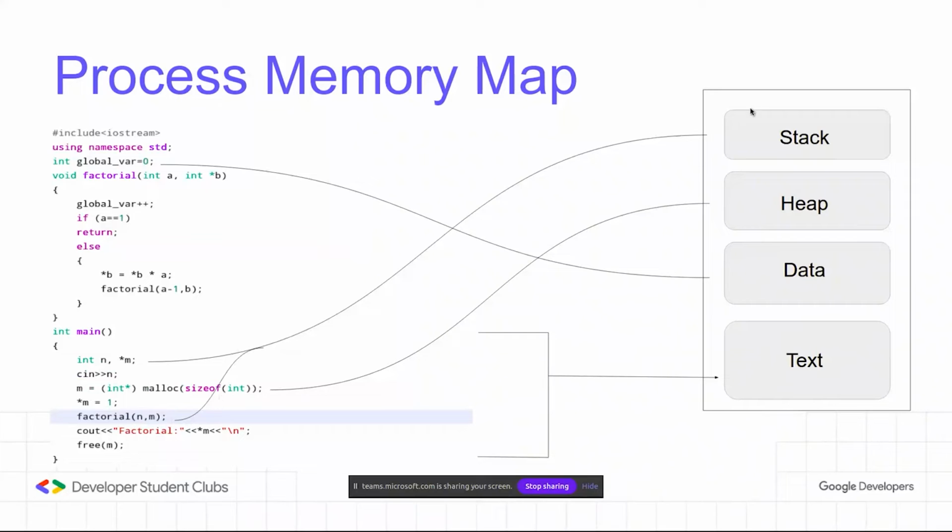So now let's go on to this side. In the stack section, what do we have? As you saw in the previous program, the stack section stores the variable declarations and the function calls. Here I have not included drawn lines for everything. The first one is integer n and star m, and the second line will be the function call of factorial n, m. These two will be stored in the stack, and apart from that, the function call of factorial a minus 1, comma b, in this function will also get stored in the stack section.